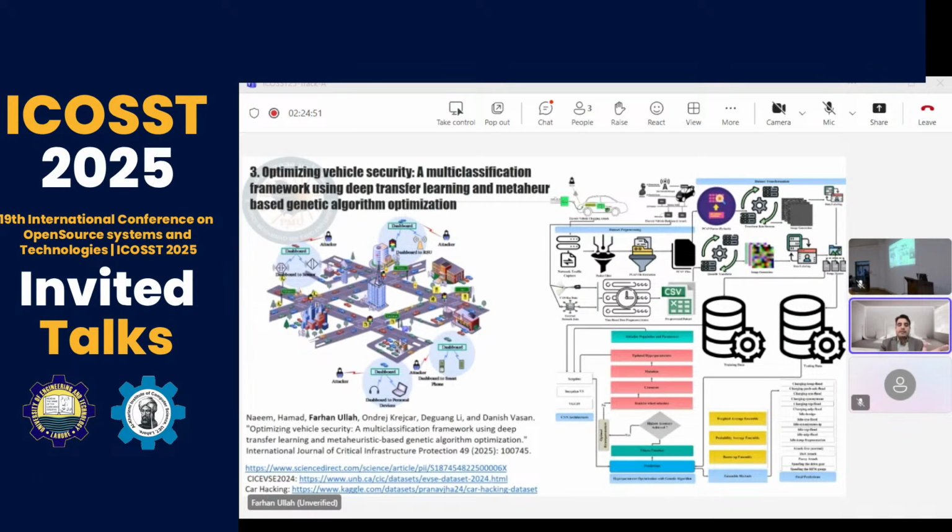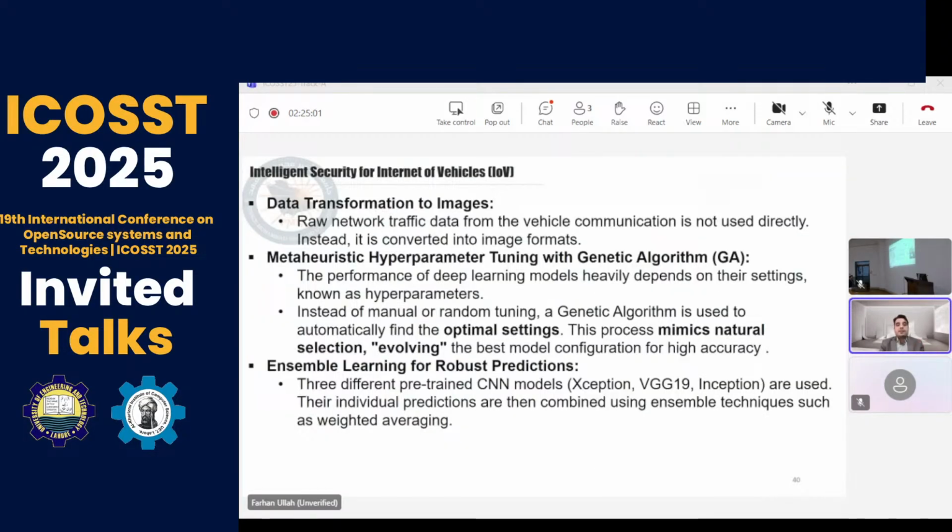In all these methods, we have used meta-heuristic algorithms to classify intrusion or malware on edge devices. This is the summary of the paper. Here we are using images.